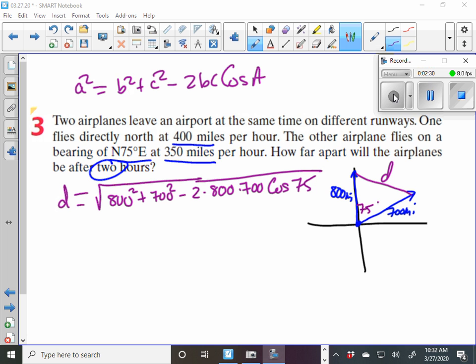Making sure that you're in degree mode, you can plug all that in. Your scientific calculator, your graphing calculator will handle order of operations. And I got 916.6 miles, rounded, in 2 hours. So the hardest part about this is drawing the picture. So let's see if we got one that's a little more complicated.